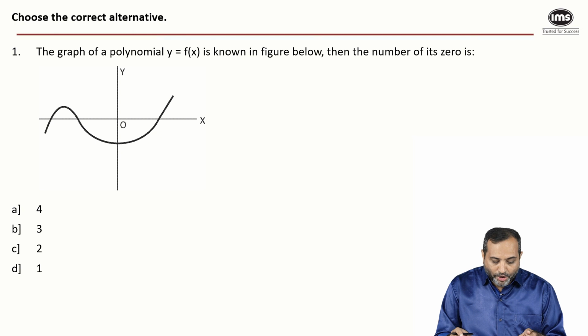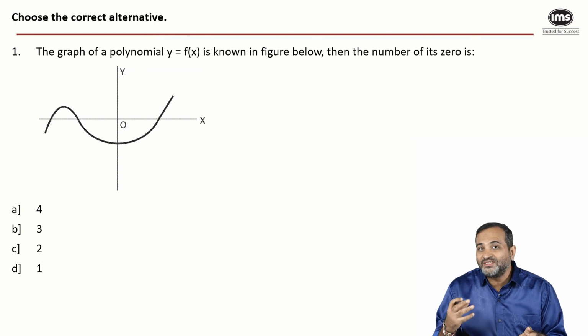The graph of the polynomial y is equal to f of x is shown. Then the number of zeros is. The question is asking me number of zeros. What do you mean by number of zeros? When I say number of zeros, meaning I have to find number of roots of that given equation. What are roots? Roots are values which will make the equation 0.